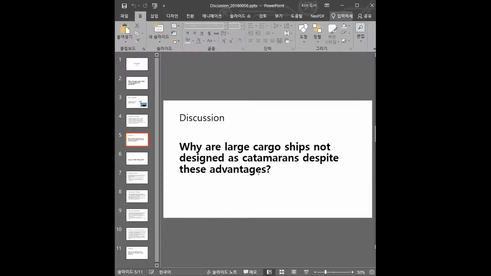If the deck area is increased over a certain limit, then there could be some problem in terms of hull structure strength or capacity. And basically it is necessary to make two hulls, so the surface area is large, so the material cost is so high.